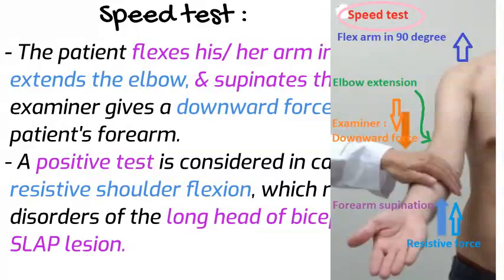This figure illustrates the Speed test, whereby the arm is flexed to 90 degrees, elbow in extension, forearm supinated, and the examiner exerts a downward force and the patient resists the downward force.